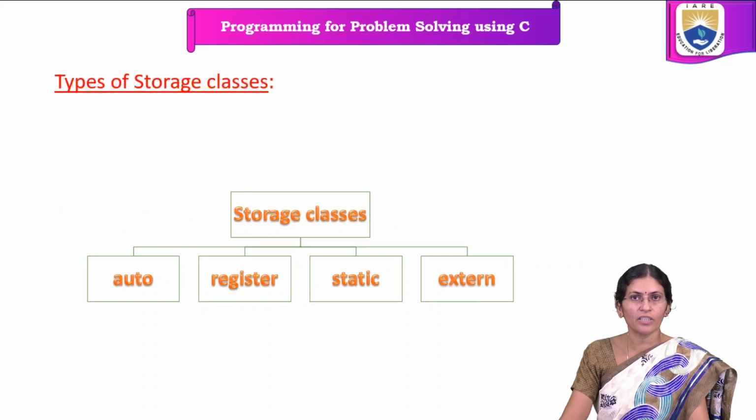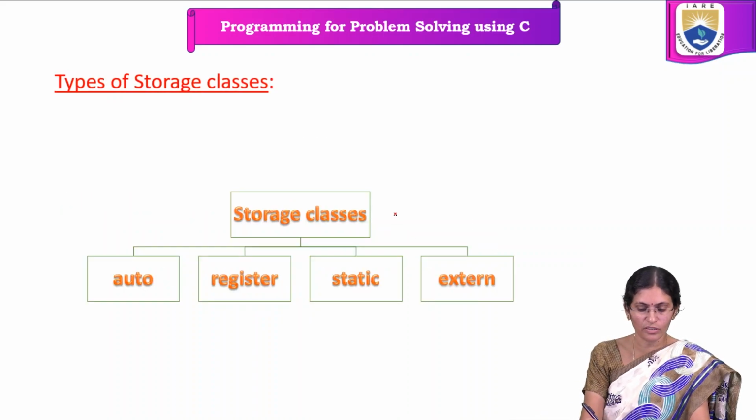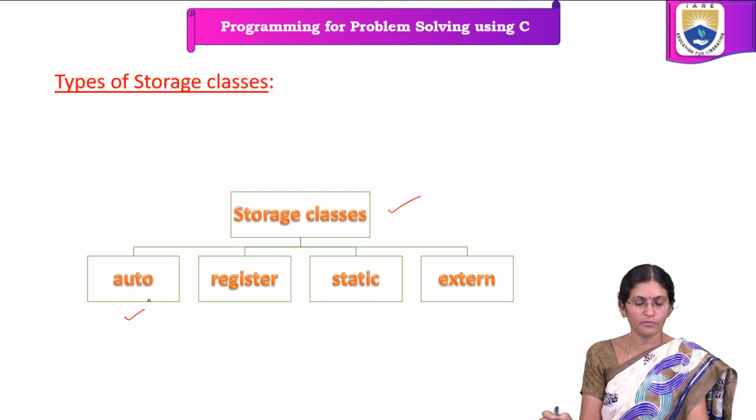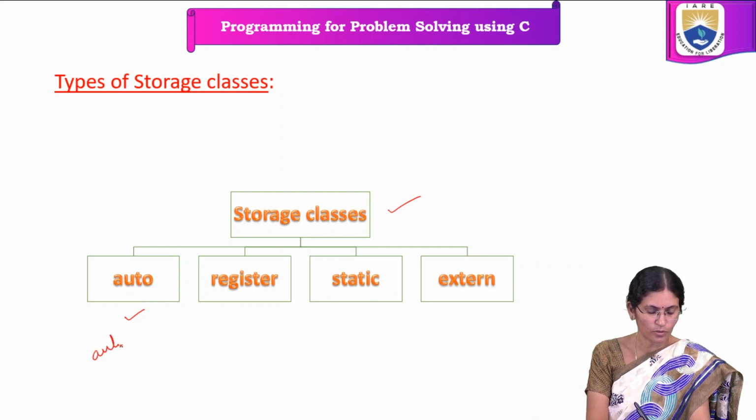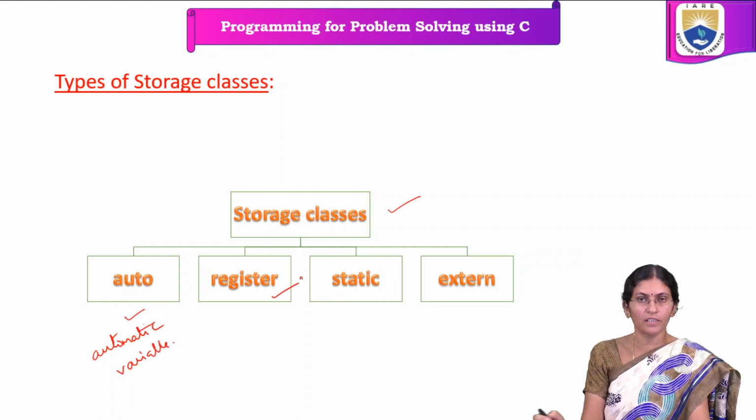Types of storage classes. There are 4 types of storage classes. The first one is auto. Auto is the keyword which is used to refer to an automatic variable. Then register is the keyword which is used to refer to a register variable.